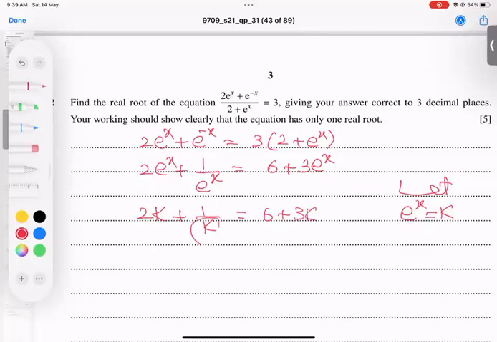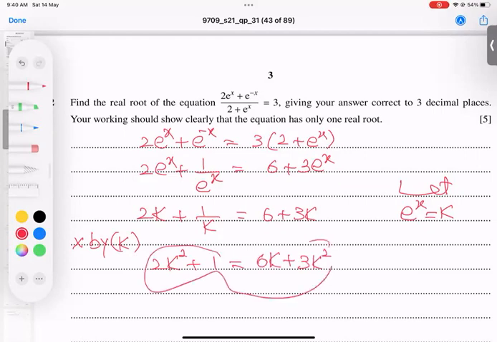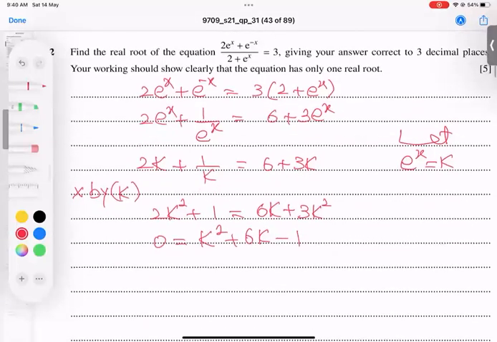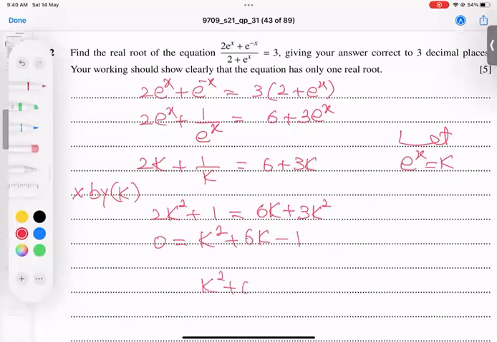Now this k is in the denominator, so multiply the whole equation by k. I get 2k squared, and k times k cancels out, 1 I get. And after this one, I get 6k, and here I got 3k to power 2. Now I bring both values to the right hand side. So 3k squared minus 2k squared, I get k squared plus 6k already available. 1 also goes there, minus 1. Write it this way, or equal to 0 on the other end, no issue at all.